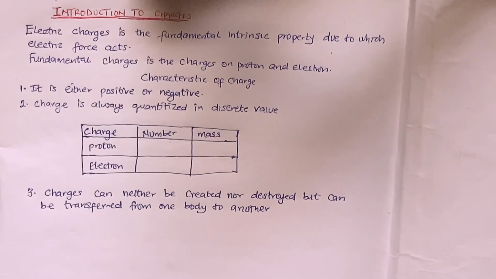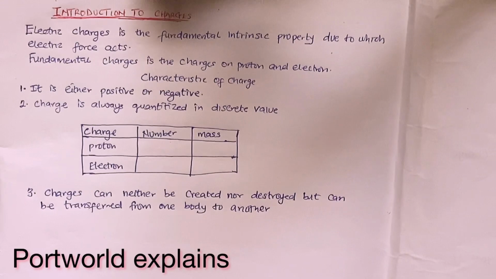Now, electric charges are a fundamental intrinsic property to which electric force acts. The action of an electric force actually leads to what we call the electric current. The flow of an electric charge leads to electric current in the application of electric force. Now, fundamental charges are the charges on proton and electron. We have the positive and also the negative charge. The positive charge is known as the proton, and the electron is known as the negatively charged.